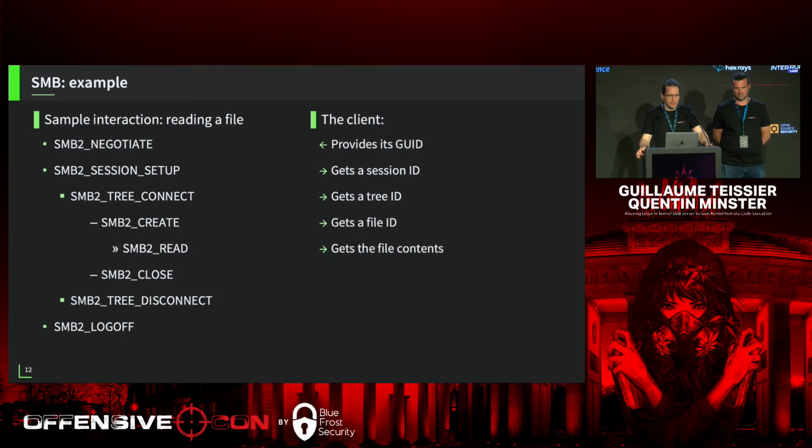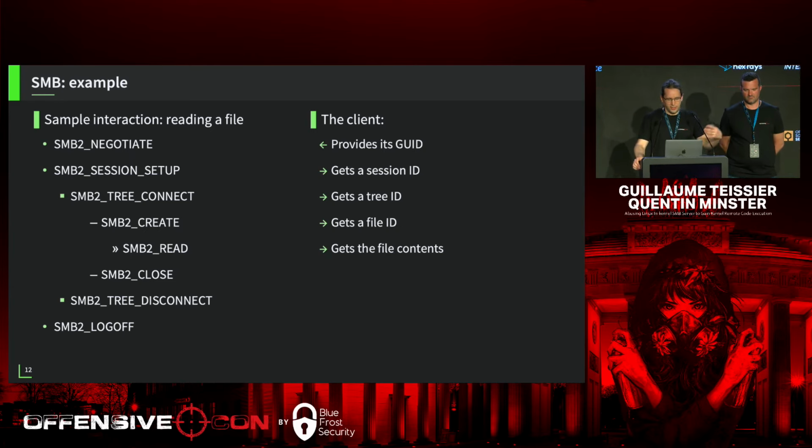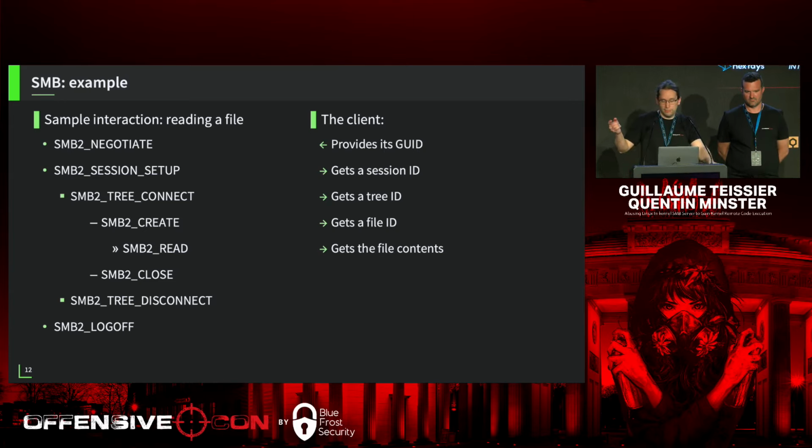authentication occurs. This creates what's called an SMB session, an authenticated context for any operations that might happen next. The client at this stage gets a session ID. Then the client will open a share, which is called a tree connect. You get back a tree ID. Then you can open the file. That's an SMB2 create command. It can either create or open files. You get a file ID, and then you just read the file contents with the provided session ID, tree ID, and file ID. And then you can close the file, close the share, disconnect from the tree, and log off.